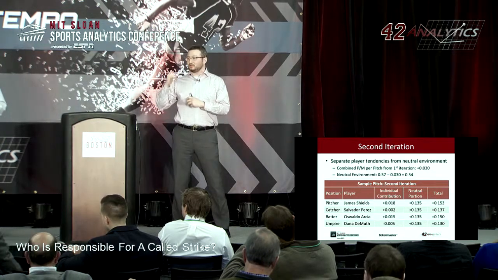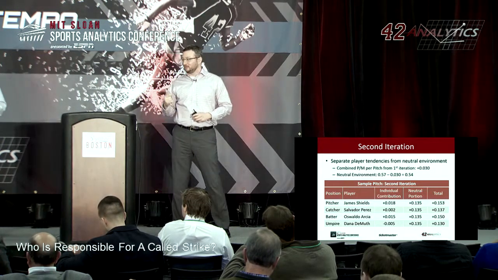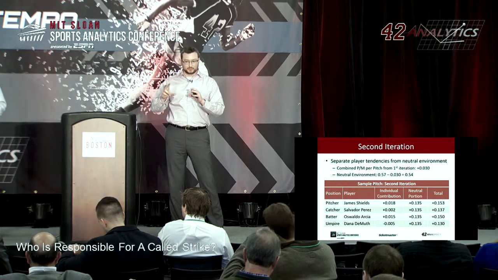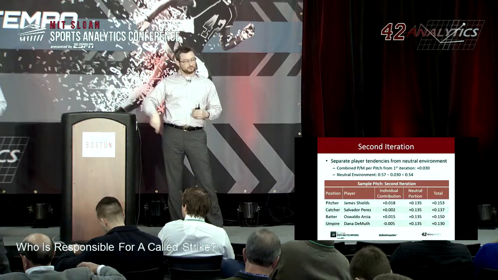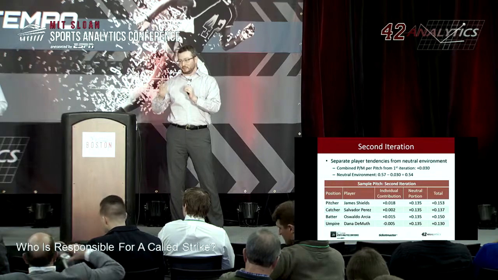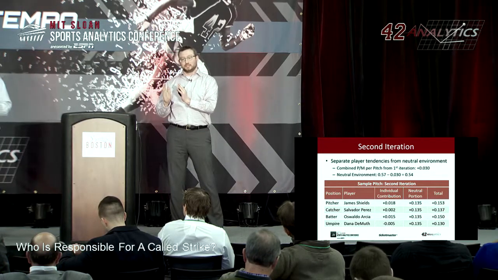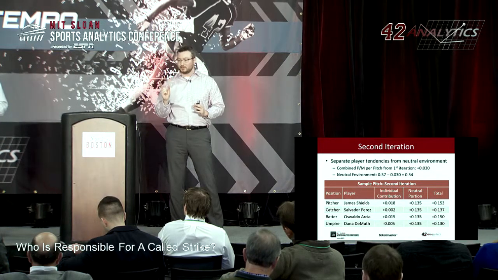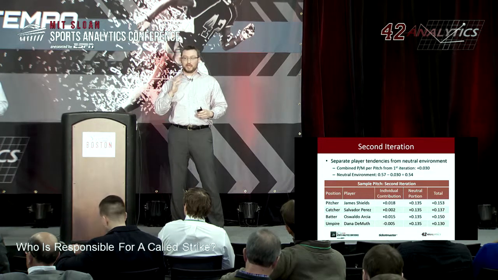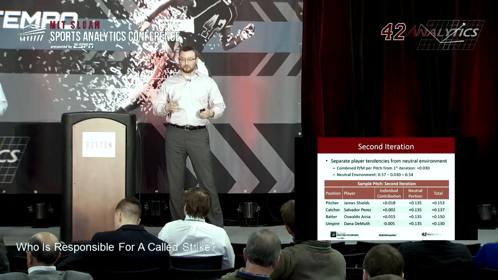Once you've got these new results, do the same thing again. You're going to get new results in terms of their individual tendencies. We'll run it through again. The results will change again. But as we keep doing these iterations, we keep converging to smaller and smaller changes till we get to the point where we feel very confident that we have accurately apportioned the credit for each of these pitches.